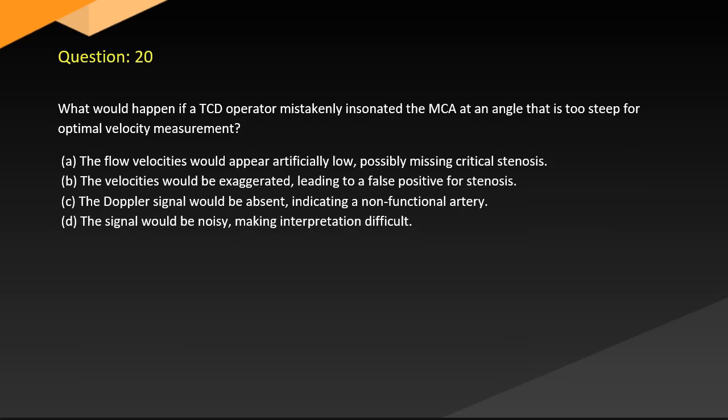Question 20. What would happen if a TCD operator mistakenly insonated the MCA at an angle that is too steep for optimal velocity measurement? A. The flow velocities would appear artificially low, possibly missing critical stenosis. B. The velocities would be exaggerated, leading to a false positive for stenosis. C. The Doppler signal would be absent, indicating a non-functional artery. D. The signal would be noisy, making interpretation difficult.